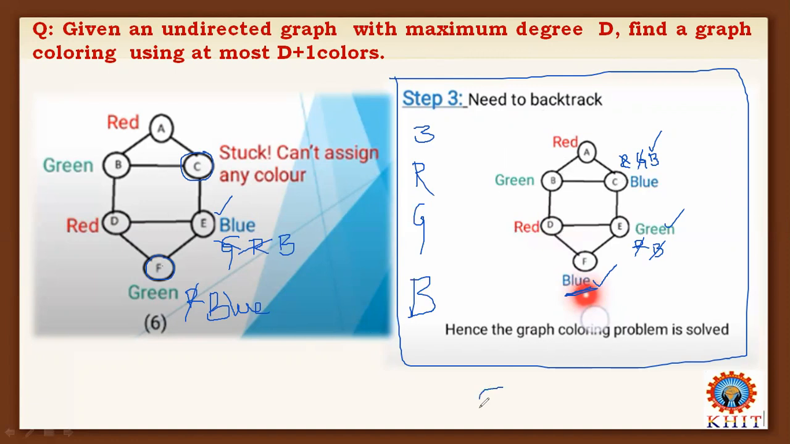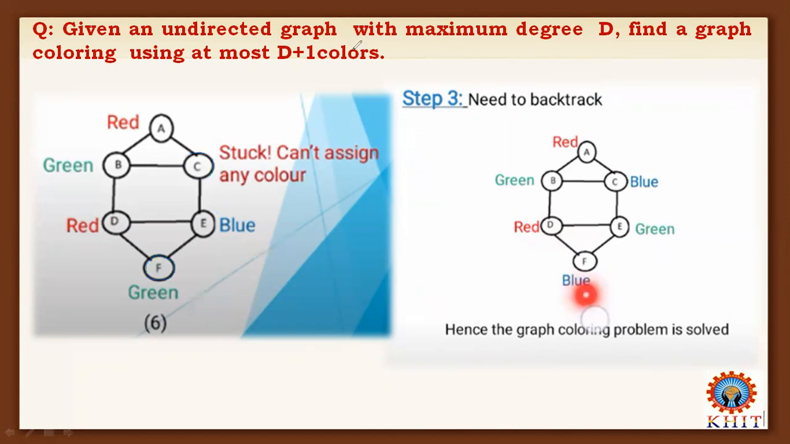Hence, the minimum number of colors to color the given graph is considered the chromatic number. The chromatic number of the given graph is 3, and the degree of the given graph is 2. So in this way, you can color the given graph with different colors. Now, let me draw the final answer.